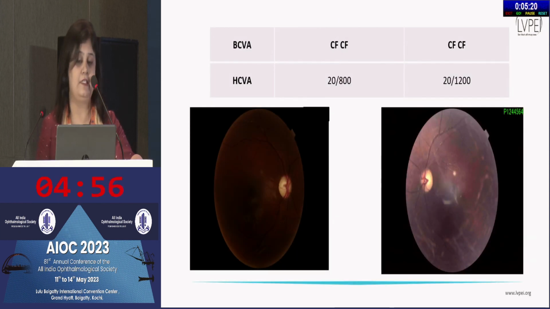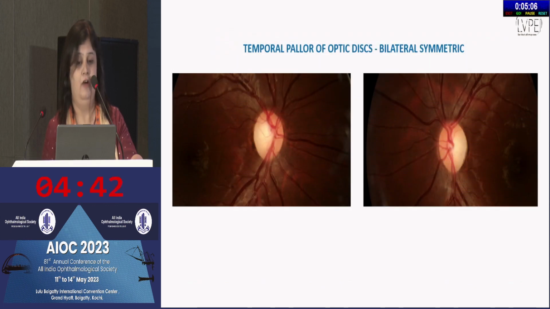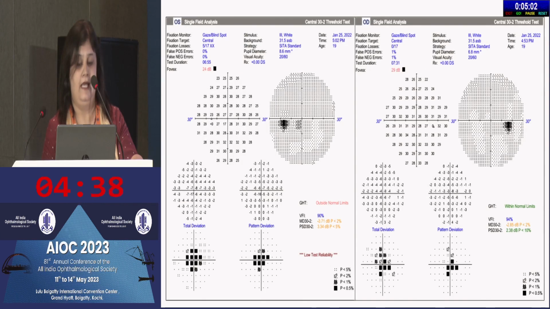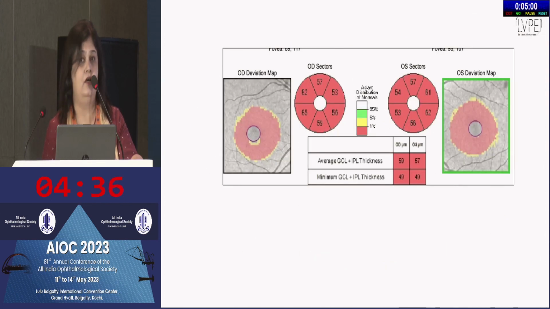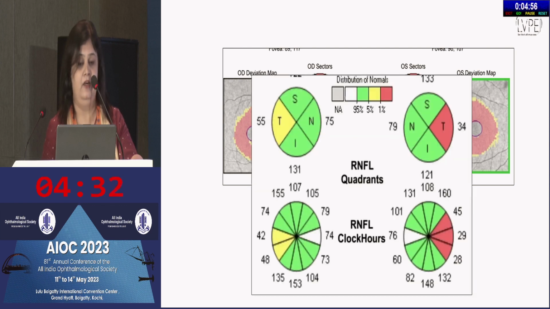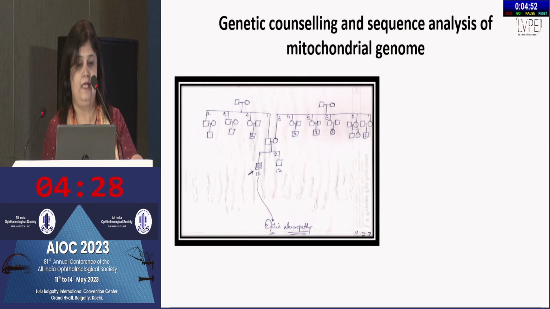So this was his vision of 20/800 and 12/00. For a young patient, this is really hampering his routine activities. And as you can see here, he's got temporal pallor of both the optic discs, which looks bilaterally symmetrical. He has a central scotoma, and he's got a severely reduced ganglion cell layer. He's also got thinning of the RNFL temporally on both sides.